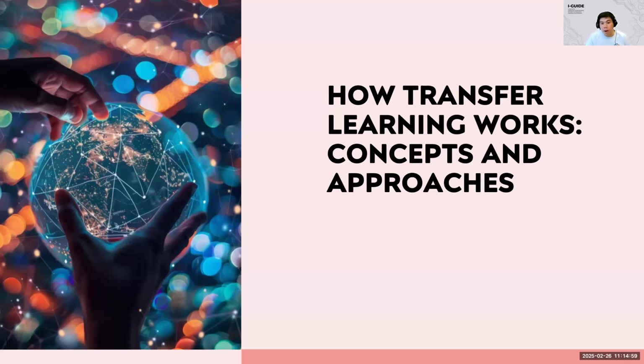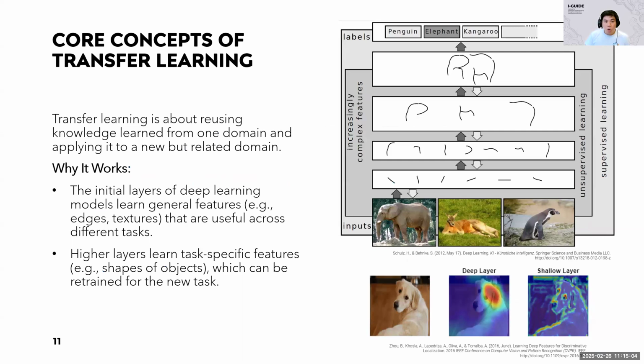So next we will talk about how transfer learning actually works. The core concept of transfer learning is not about just reusing the model, but about reusing the knowledge learned from one domain or the previous task that the model has been trained on, and applying it to a new task that is related to that previous task.